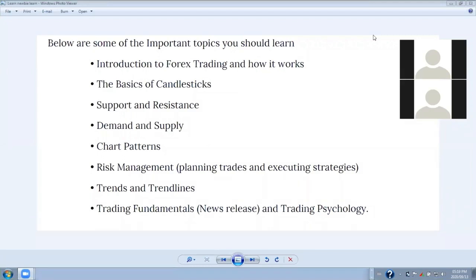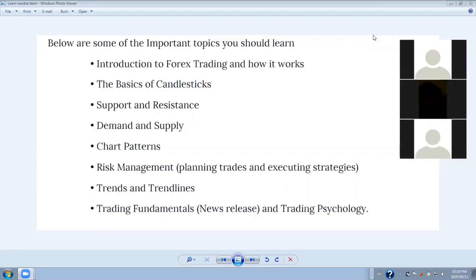These are the topics that every Forex trader, whether you are a Forex trader or a stock trader, must know. One of them is an introduction to Forex trading and how it works. And I believe, Loazi, I gave you a book since you are new to Forex that introduces you to Forex trading and how it works.